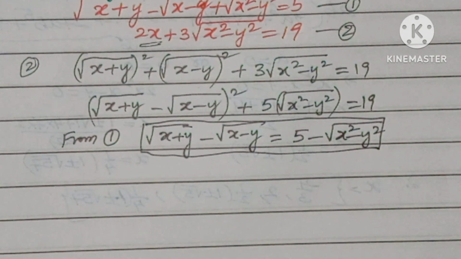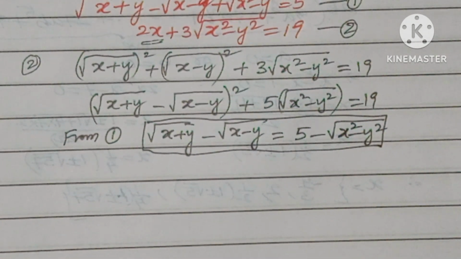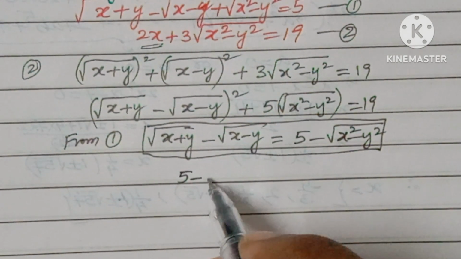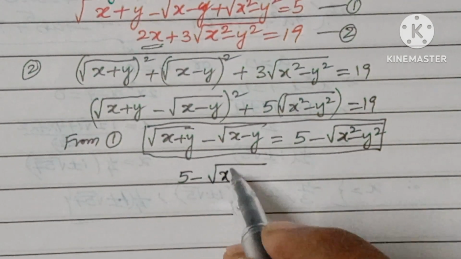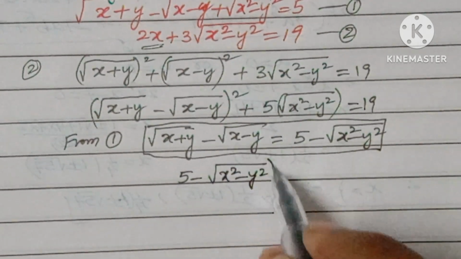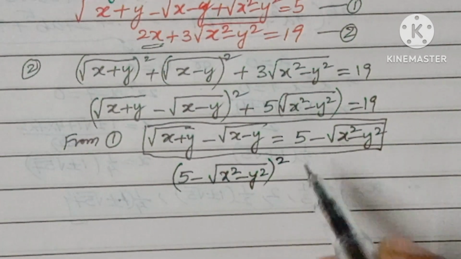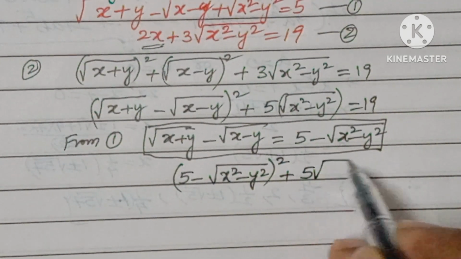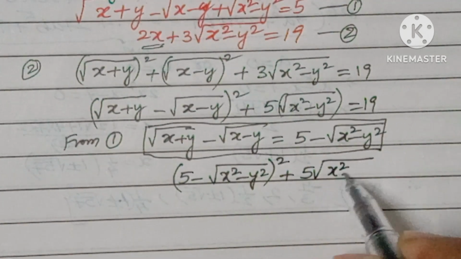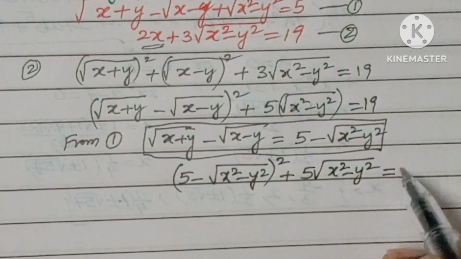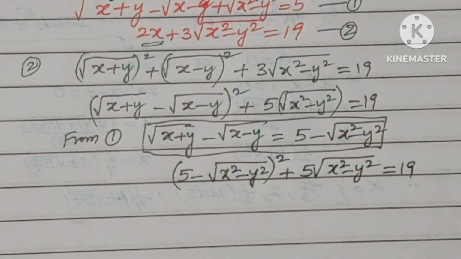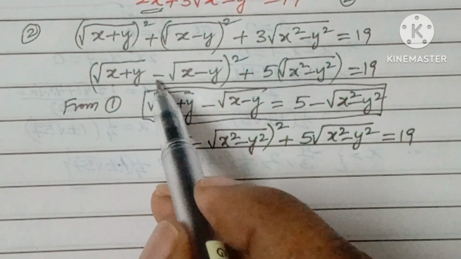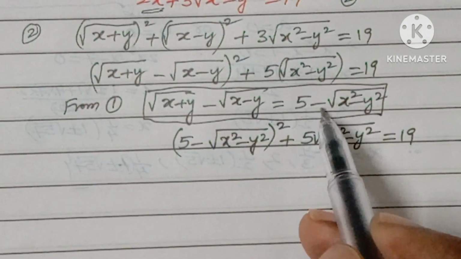Now replacing this in the second equation: 5 minus root of x square minus y square, whole square, plus 5 root of x square minus y square is equal to 19. So in the place of root of x plus y minus root of x minus y, we are writing this value.